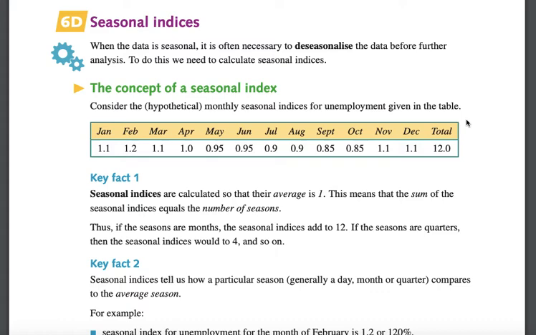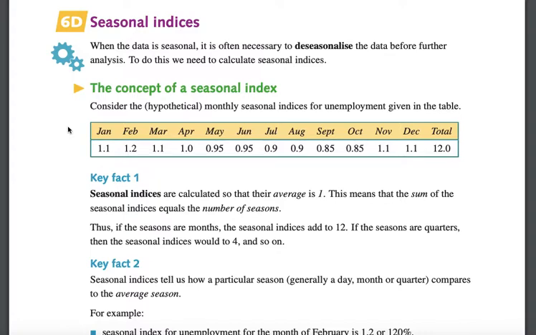Our next exercise we're going to look at is 6D, which is seasonal indices. Now, I'm not going to have too many scribbles on this one. I'm just going to talk you through it. When the data is seasonal, it is often necessary to deseasonalize the data before further analysis. That's just another word for saying we're going to smooth the data out like we did in the previous few exercises. To do this, we need to calculate seasonal indices.